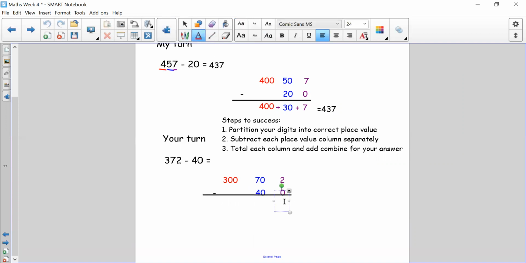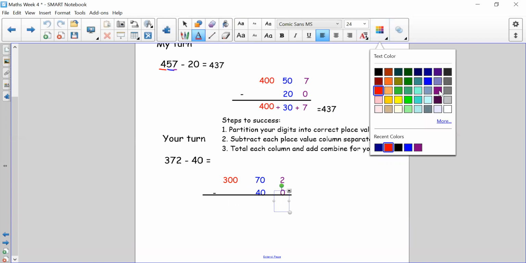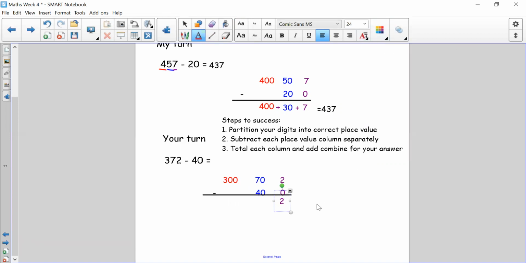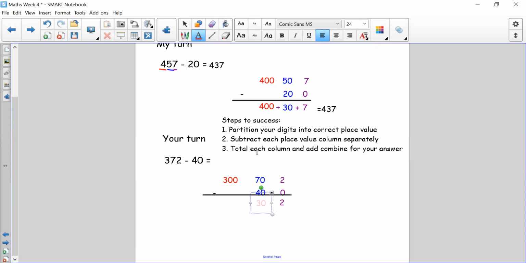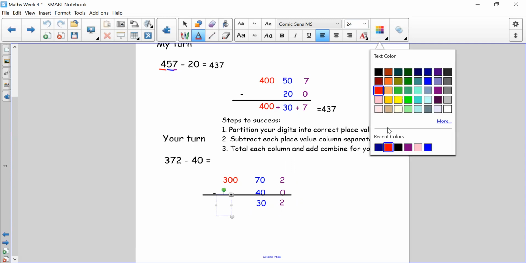2 take away 0 is going to be 0. Well, 2. Well done. Not 0. 2 take away nothing is 2. 70 take away 40. Well, 7 take away 4 is 3. I know that because I know my number bonds. 7 take away 4 is 3. So 70 take away 40 is going to be 30. Well done. 300 take away nothing is going to stay as 300.